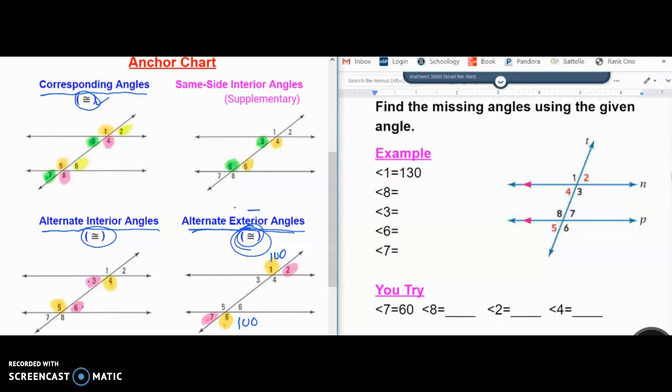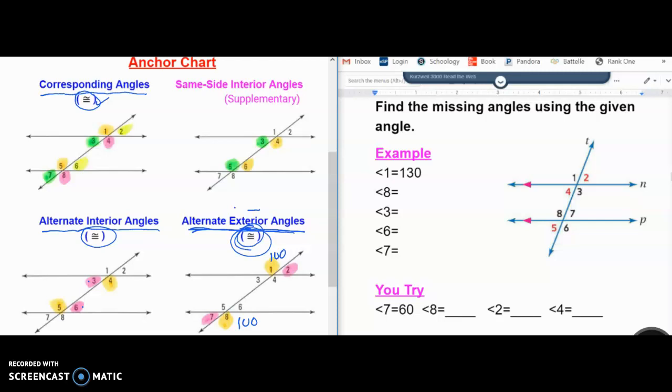Okay, now look at angle 2 and angle 7. Angle 2 and angle 7 are colored in pink because they are also alternate exterior angles. So whatever angle 2 equals, angle 7 also equals.